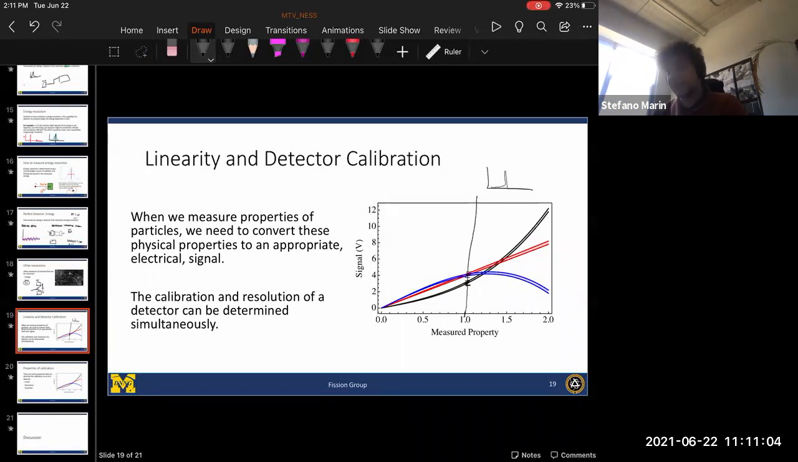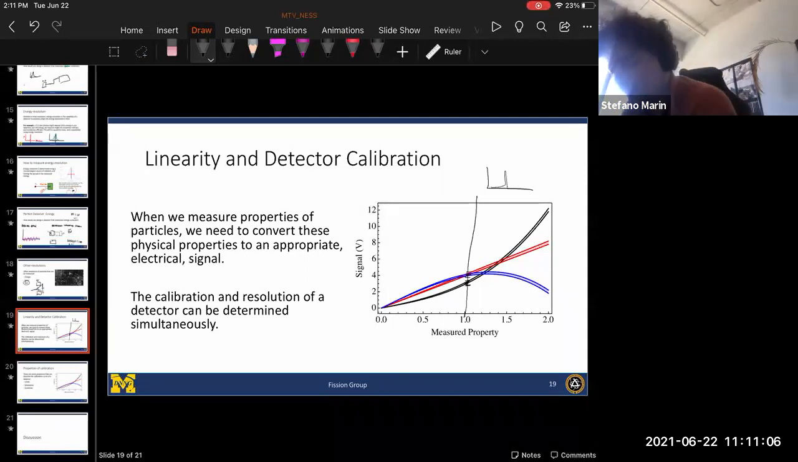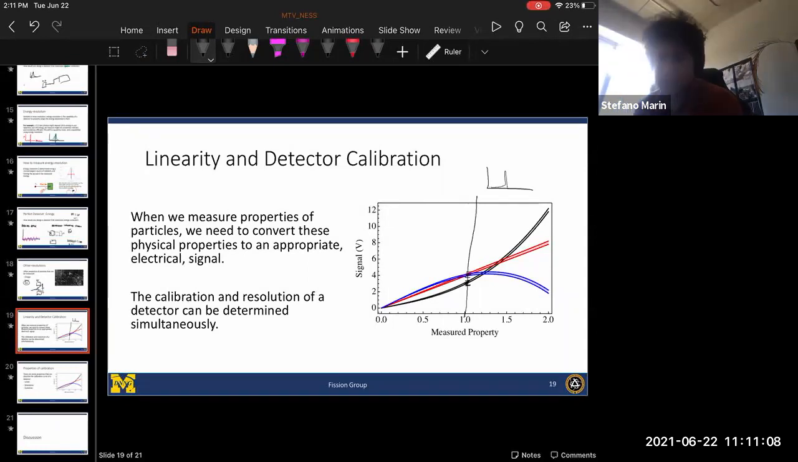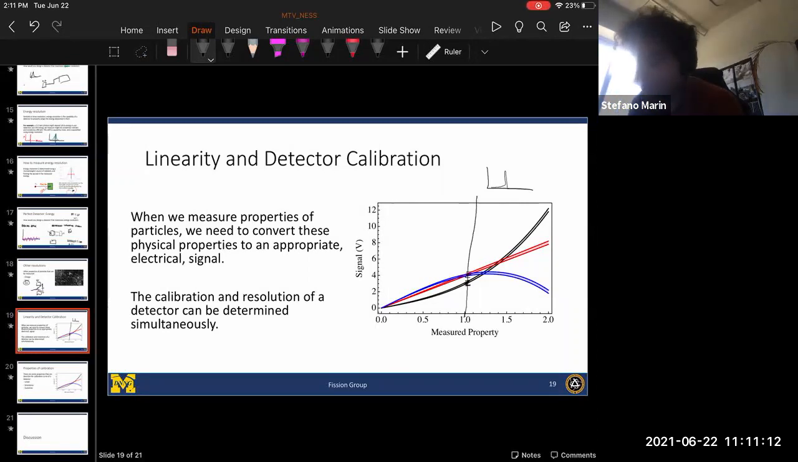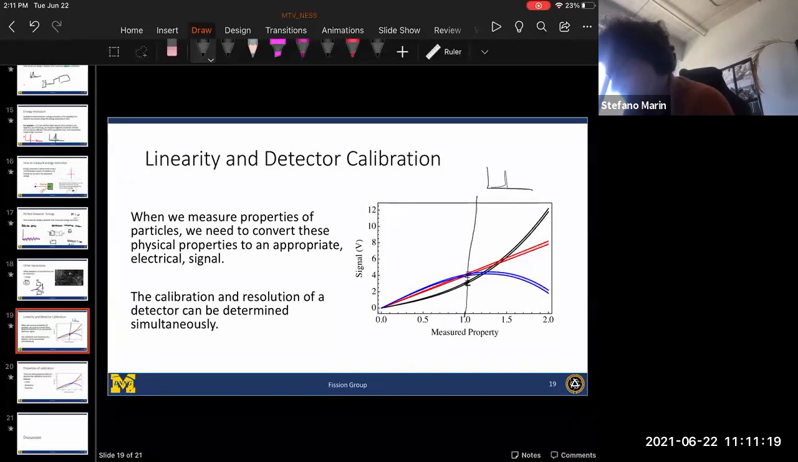However, there is another thing, which is the linearity of the system. So we can tell these three systems apart. We can tell that the black line, the red line, and the blue line are different from one another, even though the width, or the resolution of the detector, when that property is one, is the same for all three of them. But we can still tell the three lines apart.